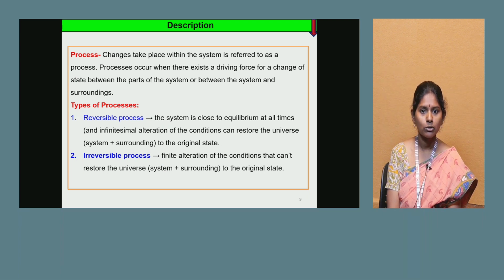In the reversible process, the system is close to equilibrium at all times. Hence, infinitesimal alterations of the conditions can restore the universe to its original state. In the irreversible process, finite alterations of the conditions cannot restore the universe to its original state.